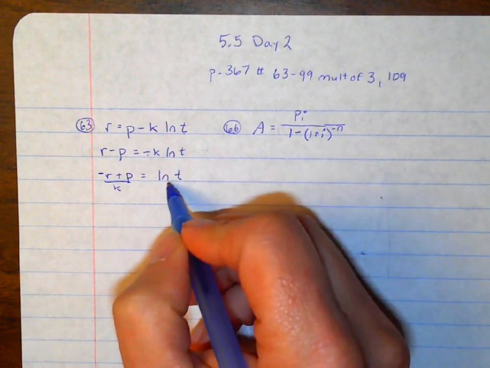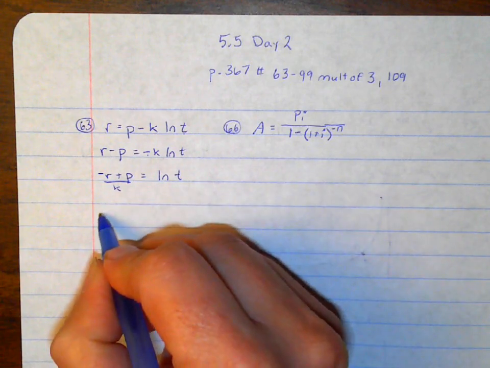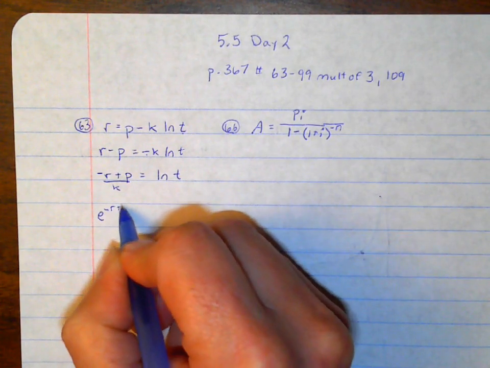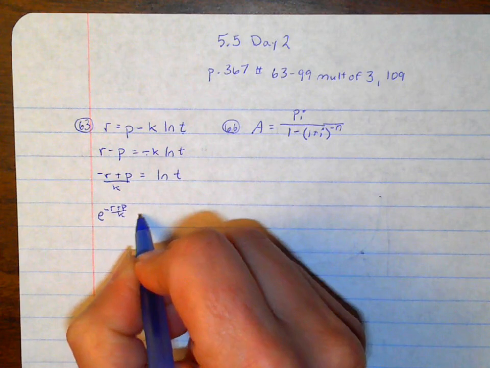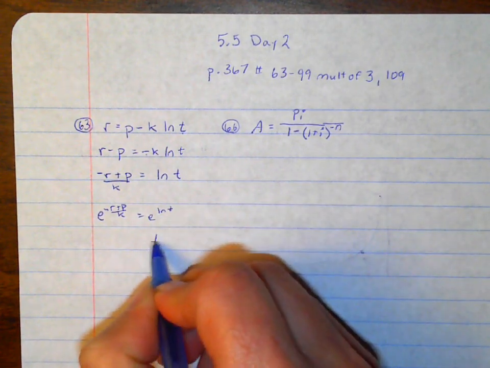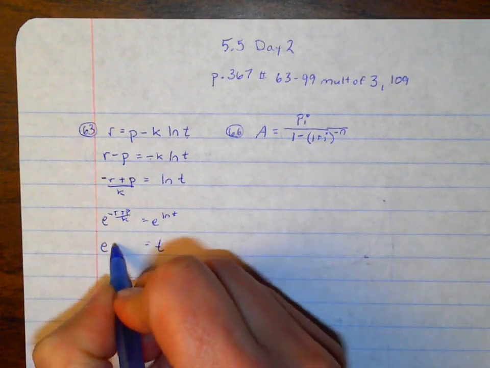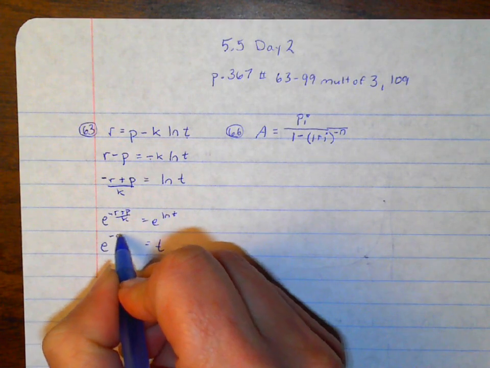Okay, and then I know to get rid of the natural log, I raise it to the power of e, right? So e to the negative r plus p over k is equal to e to the ln t. Those cancel out, so I just have t is equal to e raised to the negative r plus p over k.